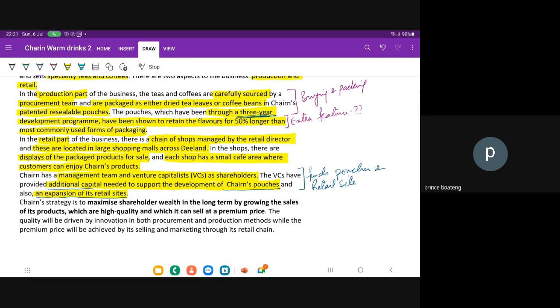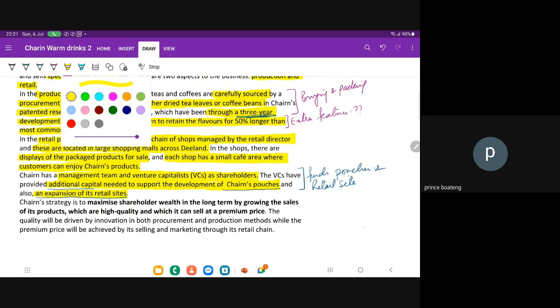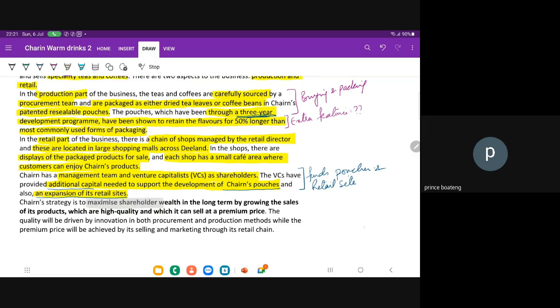Now, here comes an important part. Sharon's strategy is to maximize shareholder wealth. Now, let me try to highlight it with a different color. Your objective is to maximize shareholder wealth in the long term by growing the sales of its products, which are high quality and which can sell at premium prices. So, what is important here? Try to dissect it. You have to maximize shareholder wealth, right?